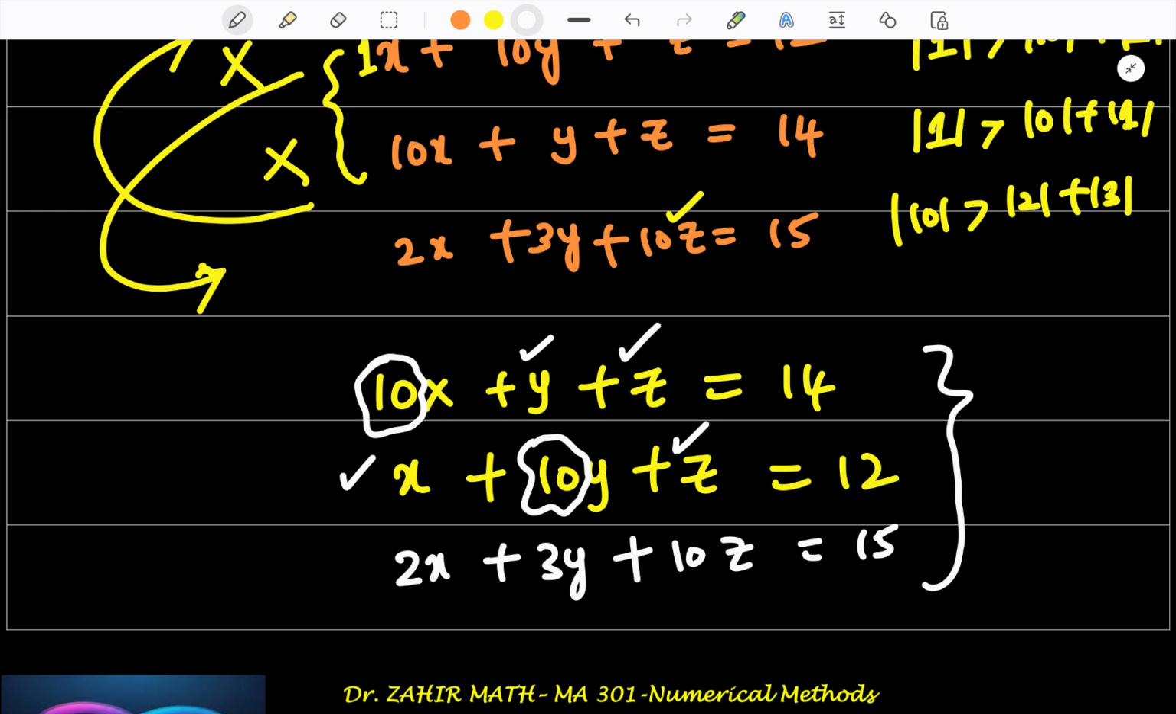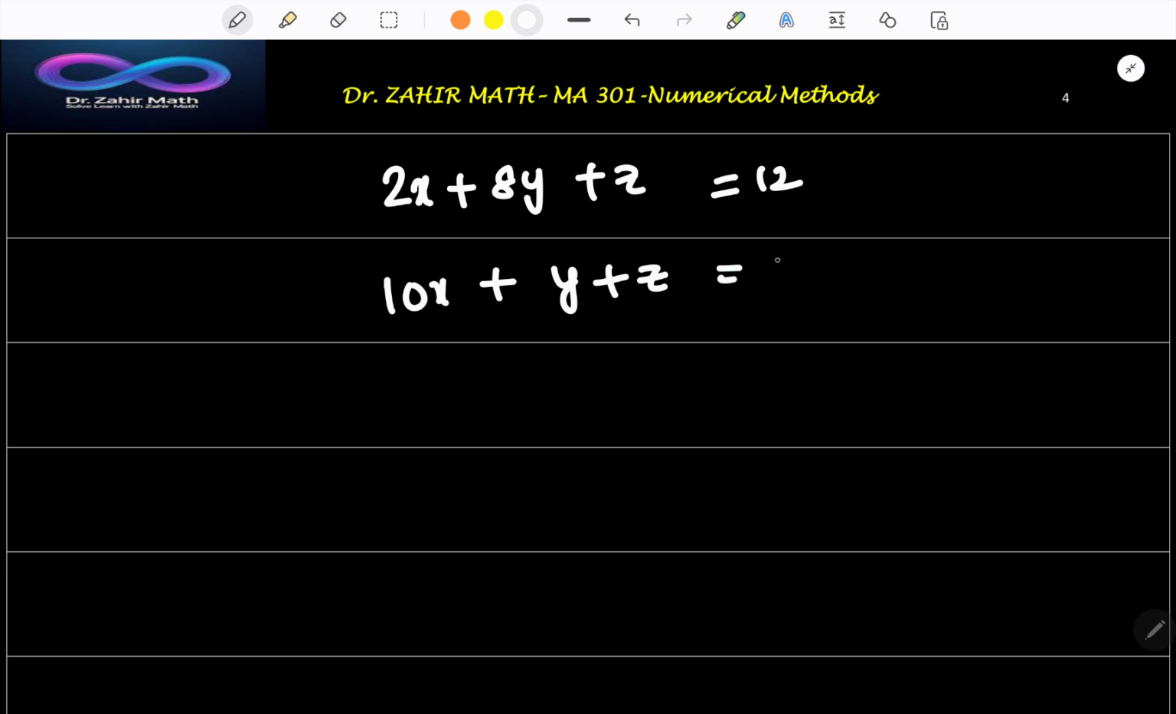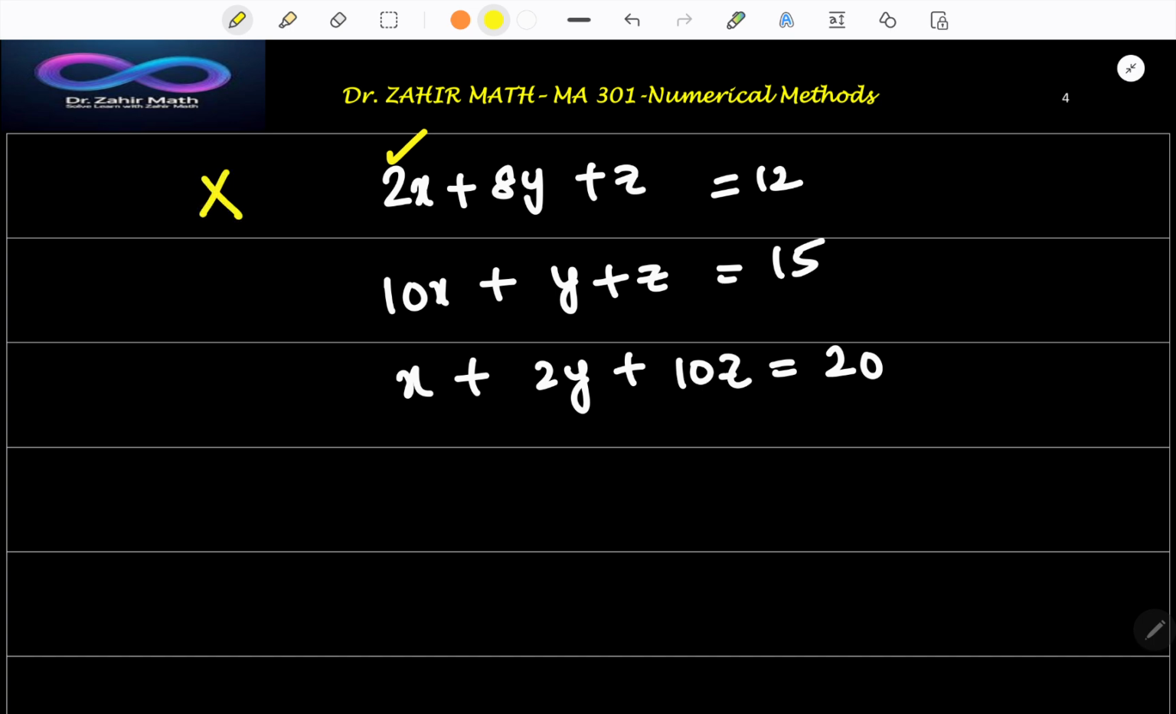Do you want one more example? Okay, let me give you one more example. Let's say 2x plus 8y plus z is equal to 12, and 10x plus y plus z equals 15. x plus 2y plus 10z is equal to 20. Let me check. So this is 2, which is more than, no, row 1 is not okay. 10, this is 1. 1 is more than 10 plus 1, not okay. And this is 1, okay, this is 10, this is okay, right? So the third equation is okay.